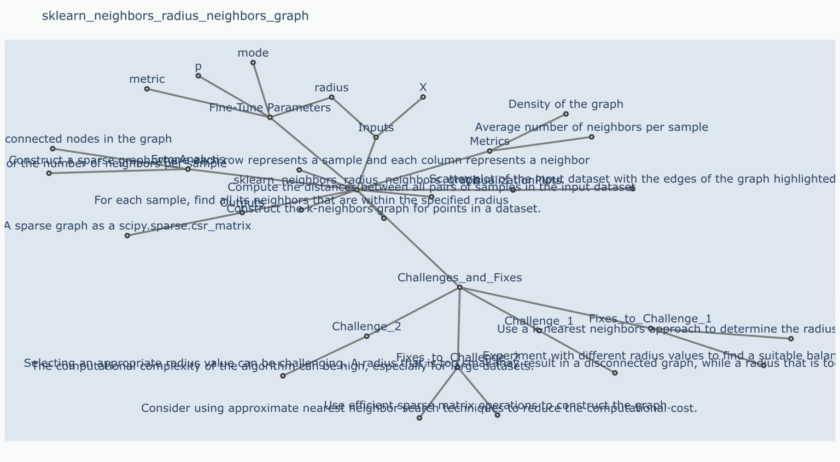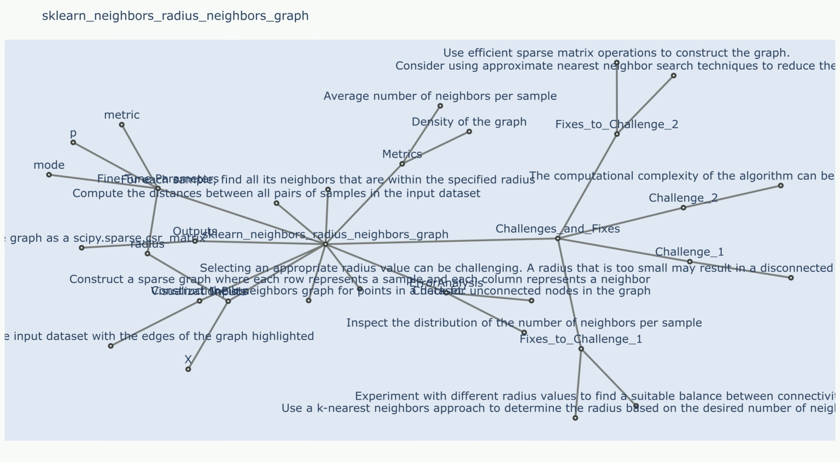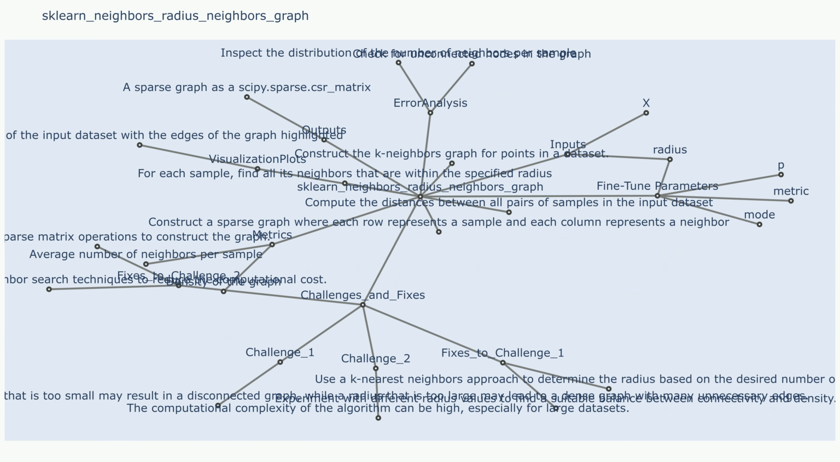sklearn.neighbors.radius_neighbors_graph. Description. This function constructs the nearest neighbors graph for a given set of samples. It connects nodes that are within a specified radius of each other in the feature space. Inputs. X. The input data, typically a 2D array of shape n_samples by n_features, where each row represents a data point. Radius. The radius within which neighbors are considered. Outputs. A sparse graph representing the neighborhood structure.